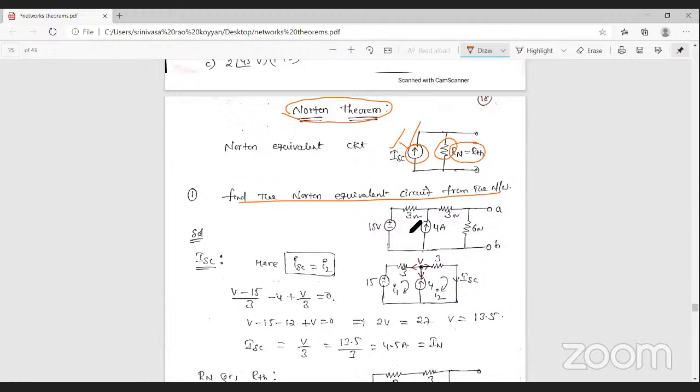For example, in this network, find the Norton's equivalent circuit. The Norton equivalent circuit means short circuit current and Norton's resistance. Norton resistance and Thevenin's resistance are both the same.